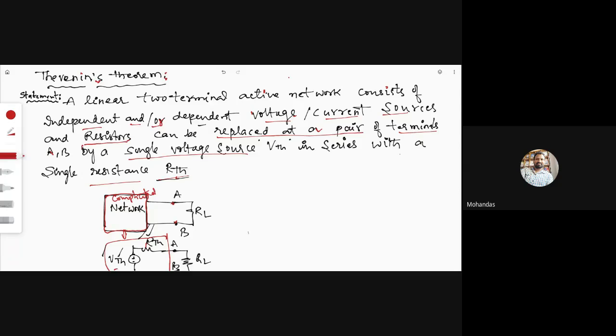Let me read out once here. A linear two-terminal active network. All of you note down the statement. A linear two-terminal active network consists of independent and/or dependent voltage or current sources and resistors. Can be replaced at a pair of terminals.